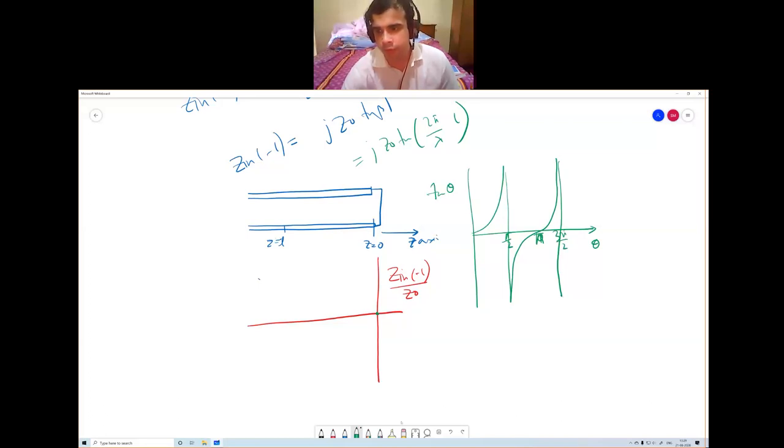Again, this point is 2 pi. Remember this curve from your basic trigonometry class, tan theta. Do you remember this tan theta curve? I am simply plotting tan theta with respect to theta. So we'll get a curve like this. Is it okay or not?